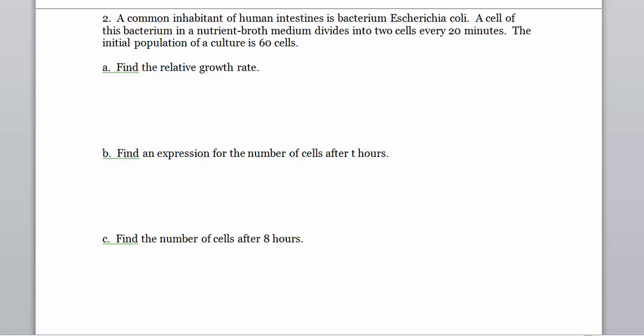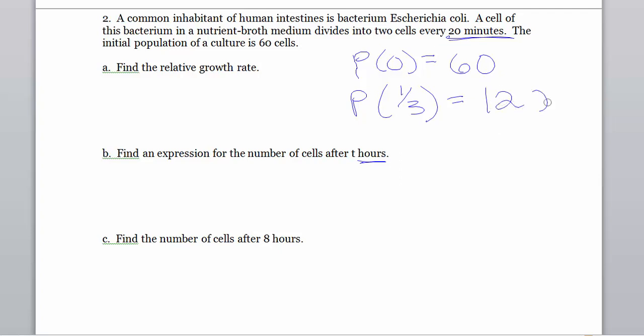Okay, so my original, how many I'm starting with, my P of 0, I can say, is 60. And then 20 minutes later, which I'm going to call 1/3 of an hour because I'm in hours, P of 1/3 is going to be what? It's going to double every 20 minutes, so 120. So that information is really, again, giving me 2 points. I just have to kind of dissect it and say, what does it mean? And then you're being asked to do the exact same thing.